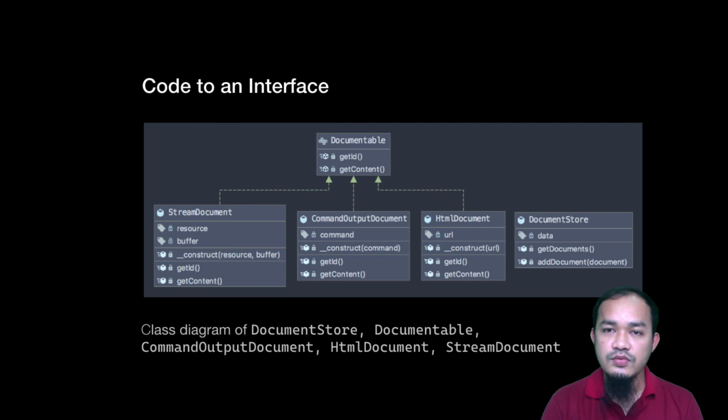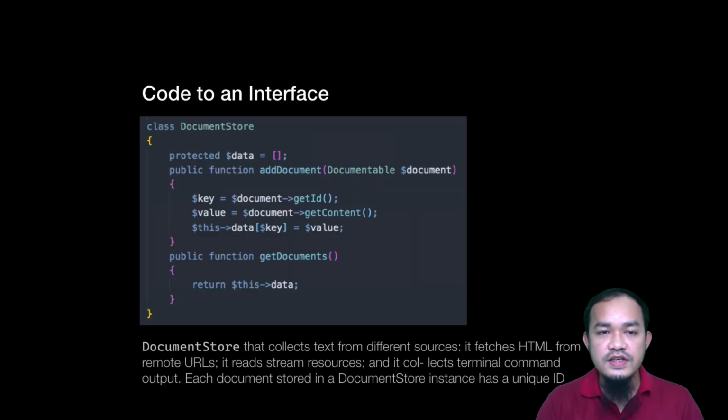How can we do this without an interface? This is the advantage of the interface. We do not define anything inside the function. We just define the name of the function and let the child class or subclass define what to do inside the method. Okay, let's see the code one by one. Code to interface, for this one. DocumentStore.